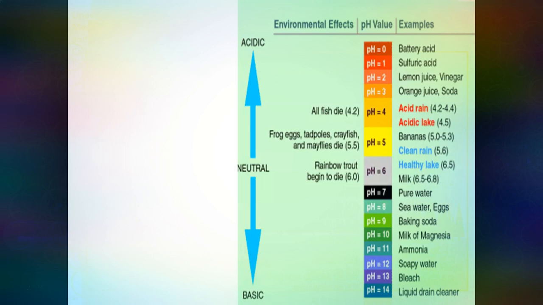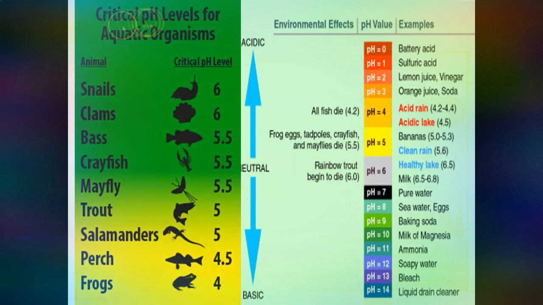So environmental effects include, when we talk about environmental effects, the pH of acid rain is 4.2 to 4.4, and at 4.2 pH all fish die. We can see here that frogs, eggs, tadpoles, crayfish, and mayflies die at a pH of about 5.5. Similarly, rainbow trout begin to die at a pH of 6. Now, these are the critical pH levels for aquatic organisms.